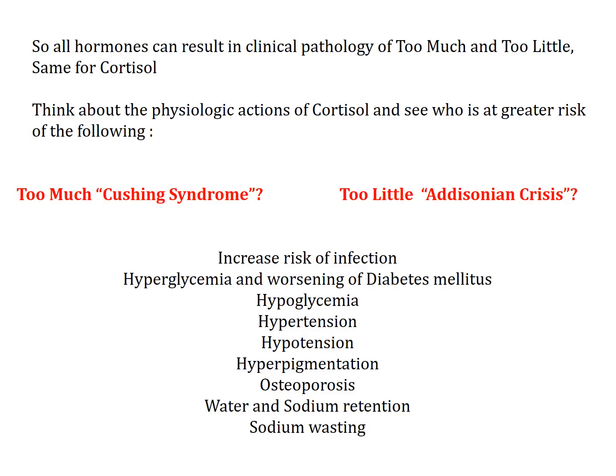Okay, osteoporosis. Who's breaking down bone? Excessively breaking down bone. The Cushing's patient, because again, cortisol is a catabolic hormone, break things down. Who is retaining excessive amounts of sodium and water, making them edematous and contributing to hypertension? That's the Cushing's patient, and therefore who's wasting sodium, greater risk of dehydration, greater risk of hypotension? That's the Addison's patient, okay? So Cushing's too much, Addison's too little.